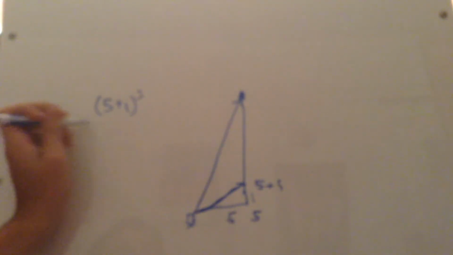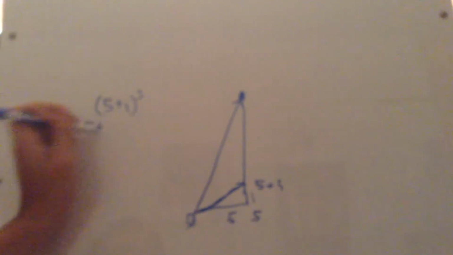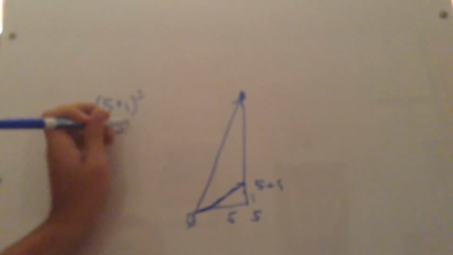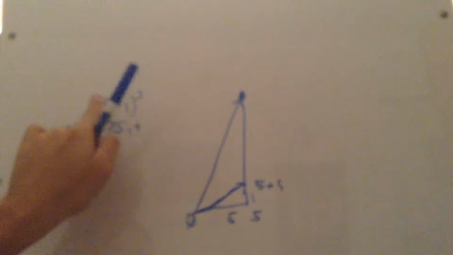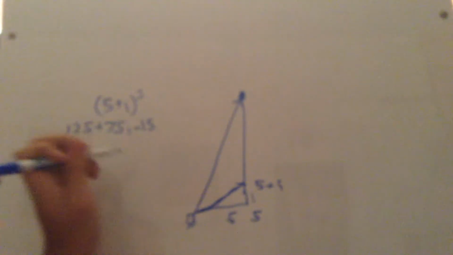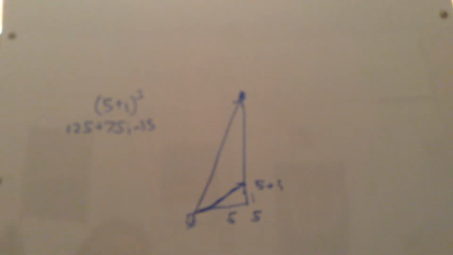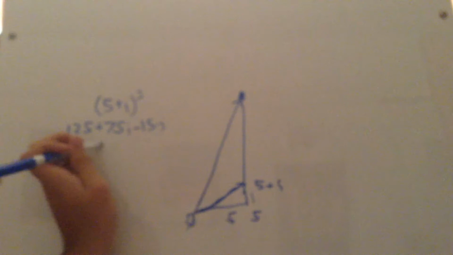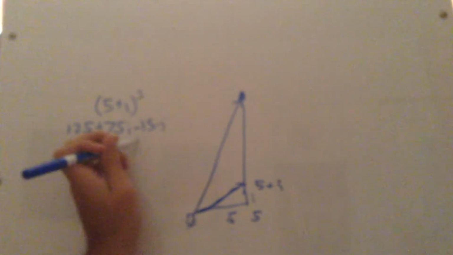So we get 125 plus 3 times 25 times i, which is 75i. Plus 3 times 5 times negative 1, which is minus 15. And then i cubed is negative i. So we've got 110 plus 74i.